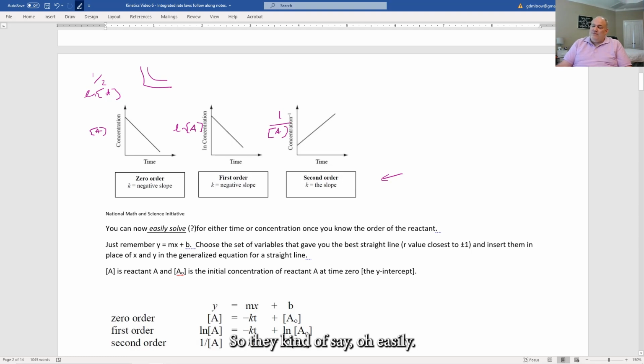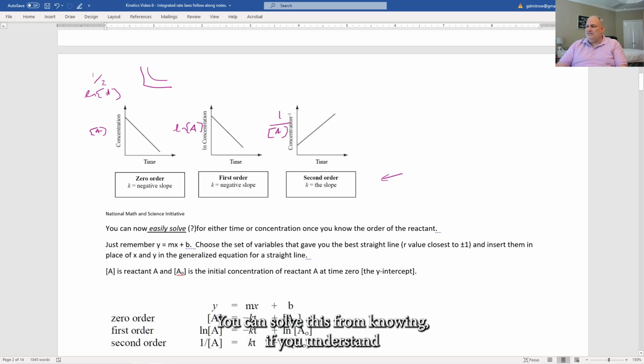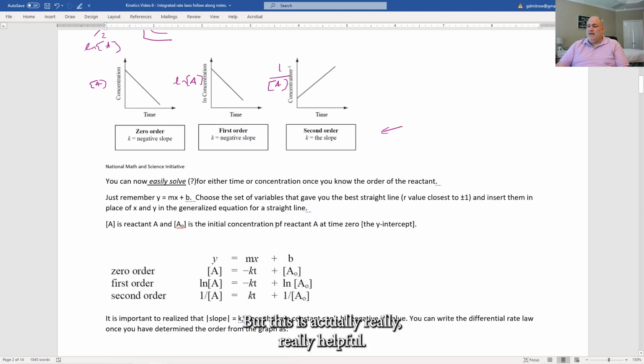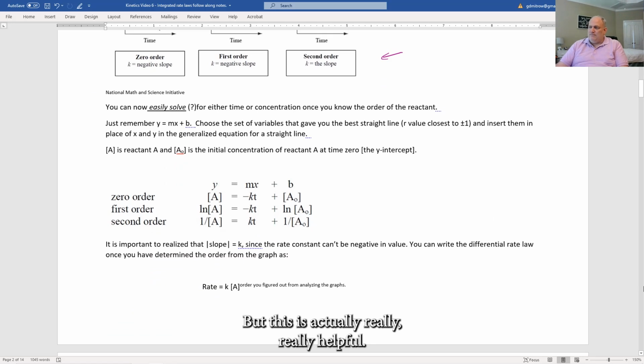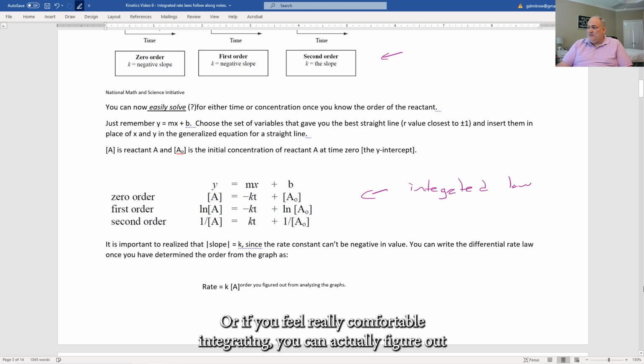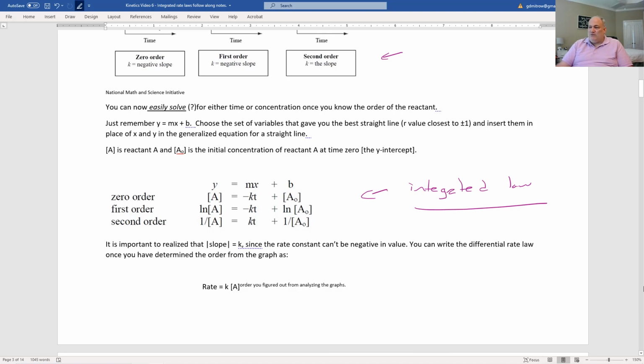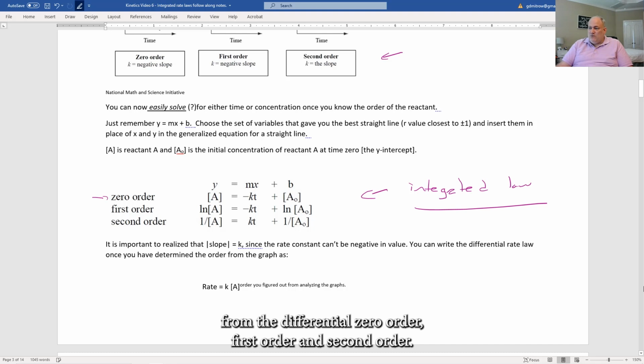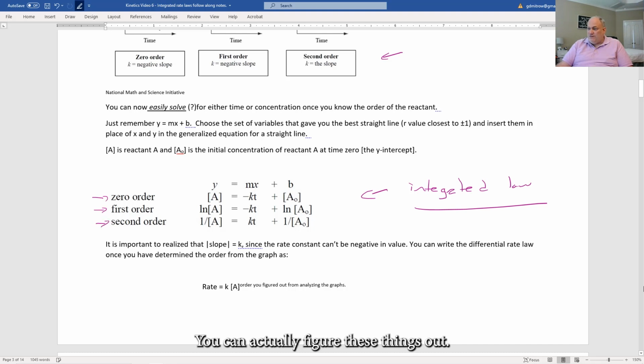So they kind of say, easily you can solve this, if you understand the time or concentration, you can use graphs to solve it. But this is actually a really, really helpful representation. These three right here, these are the integrated rate laws. Now, I asked you guys to memorize this. If you have not yet, you need to go ahead and do that. Or if you're really comfortable integrating, you can figure these out from the differential rate laws for zero order, first order, and second order.